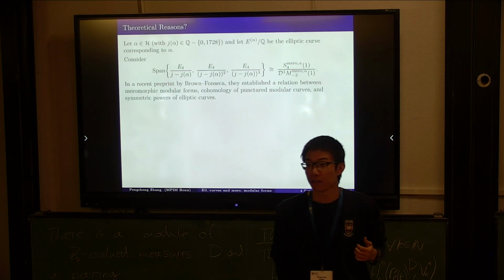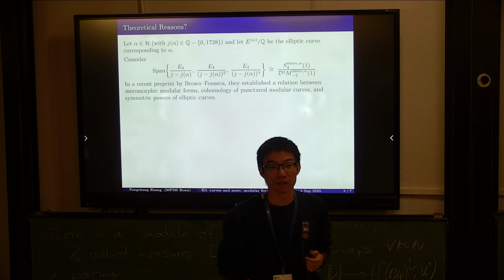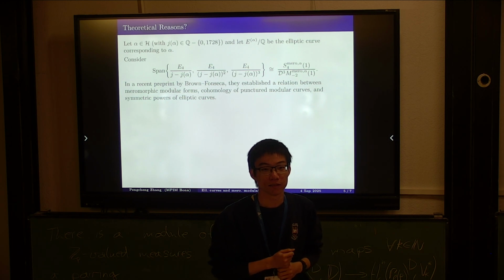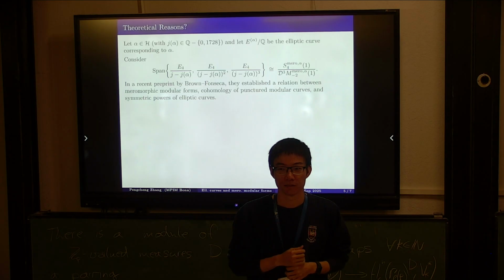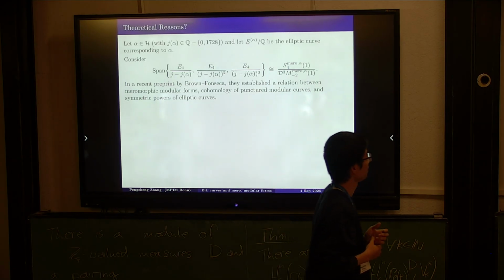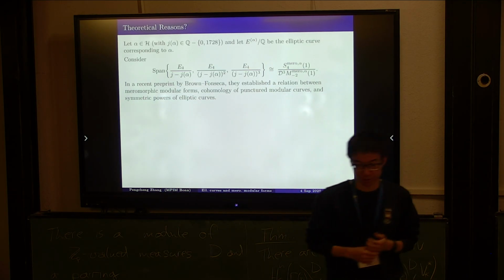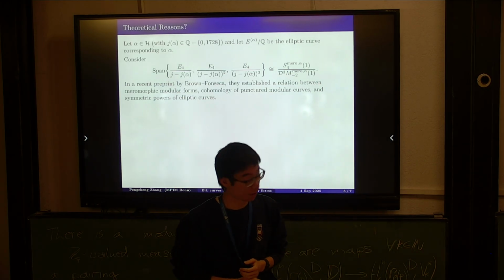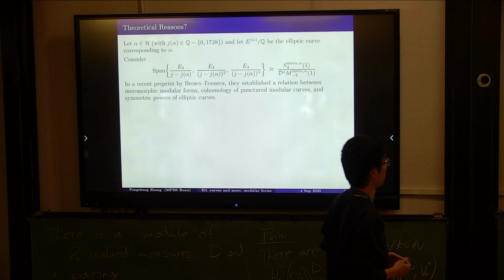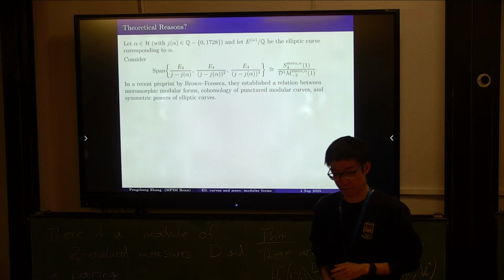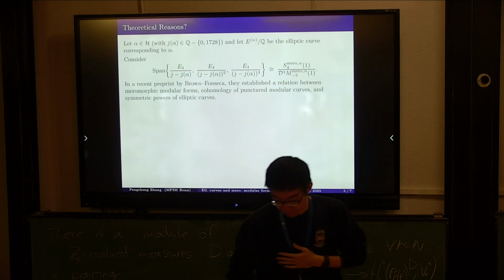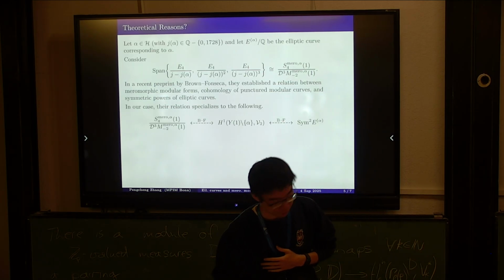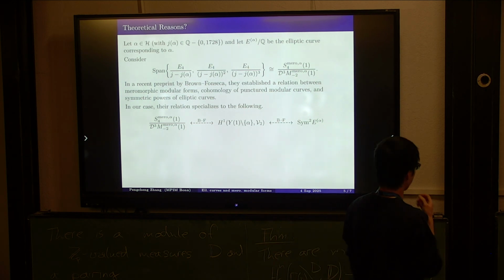Suppose that the points on the left are not in the image of D^3. Basically, I just want to consider those that are not in the image, and I think this is correct. In a recent preprint by Francis Brown and Tiago Fonseca, they established a relation between meromorphic modular forms, cohomology of punctured modular curves, and symmetric powers of elliptic curves.